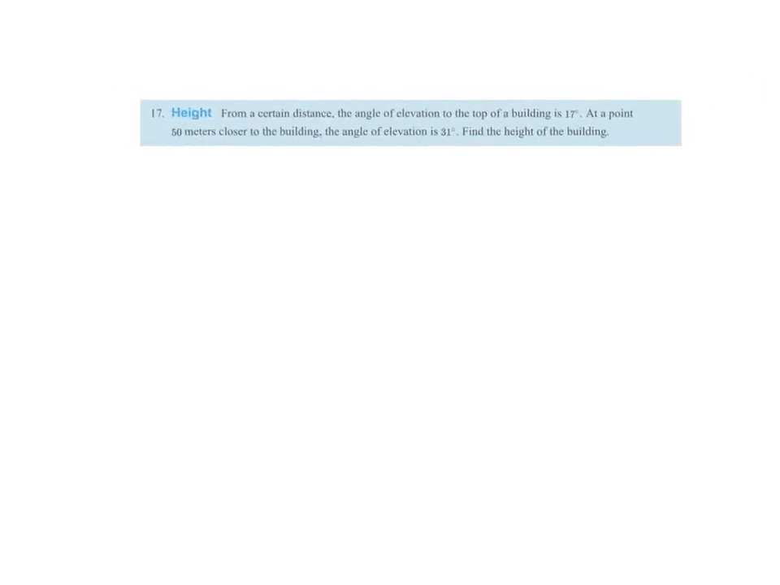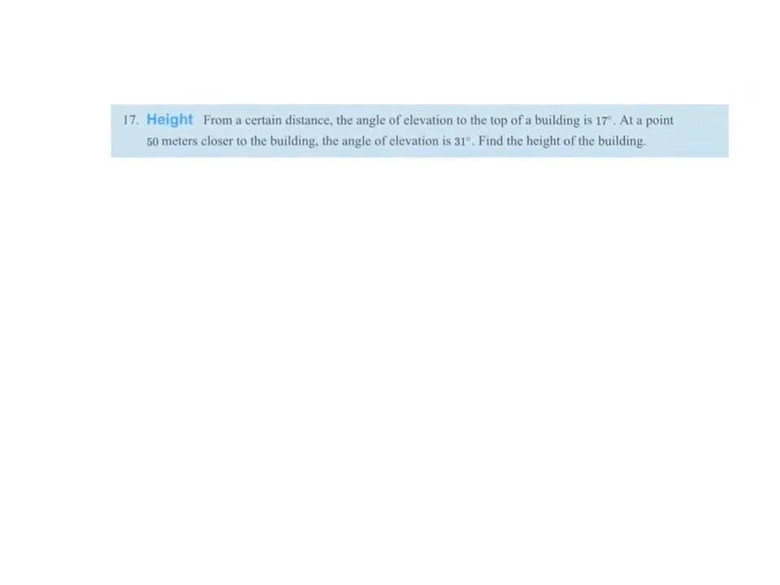Here is homework help for number 17 on the 60R review homework. So we have a height from a certain distance, the angle of elevation to the top of a building is 17 degrees. Okay, so let's do that.